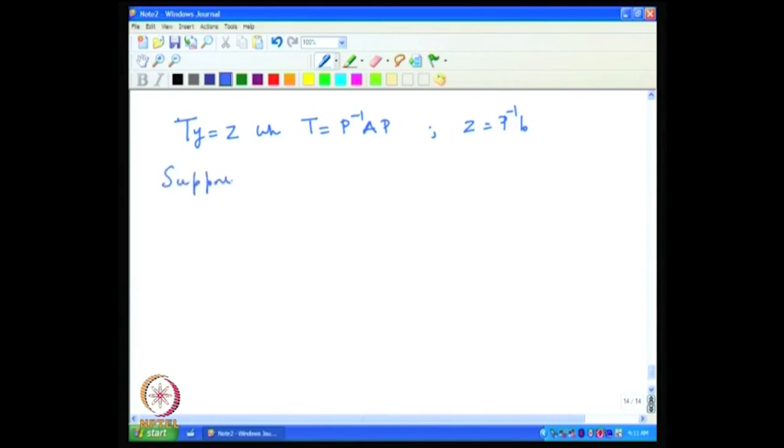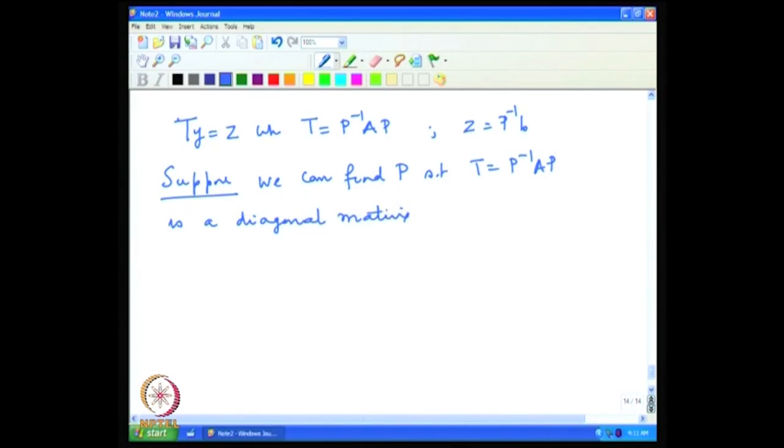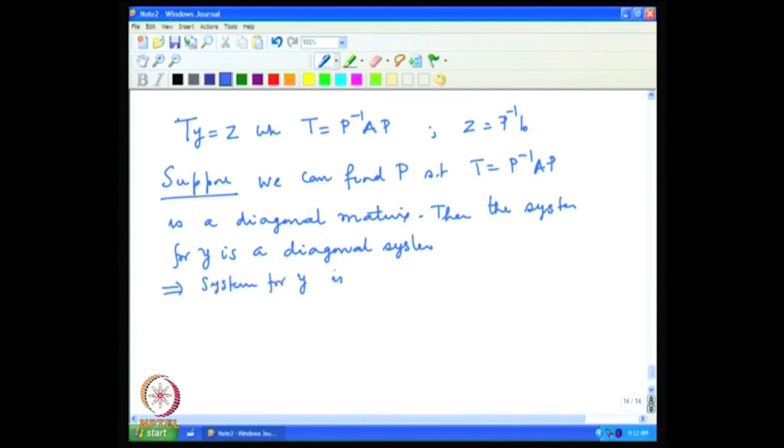Suppose we can find P such that T equal to P inverse A P is a diagonal matrix. Then the system for y is a diagonal system, and we have seen that diagonal systems are easy to handle. So, the system for y is easy to handle. And since knowing y, we can get x, the given system A x equal to b can be handled.